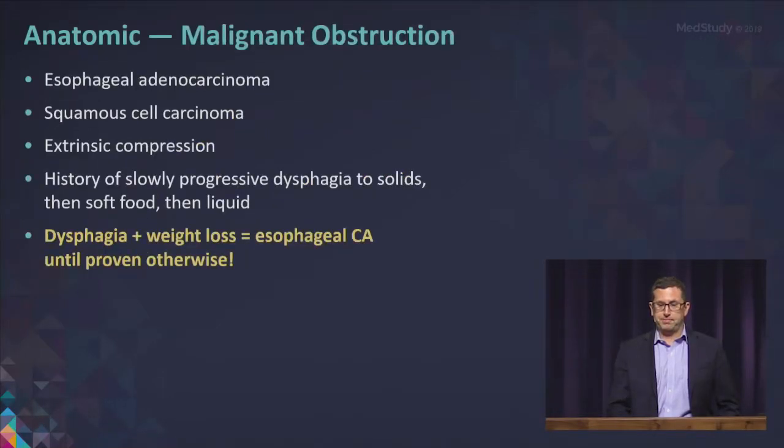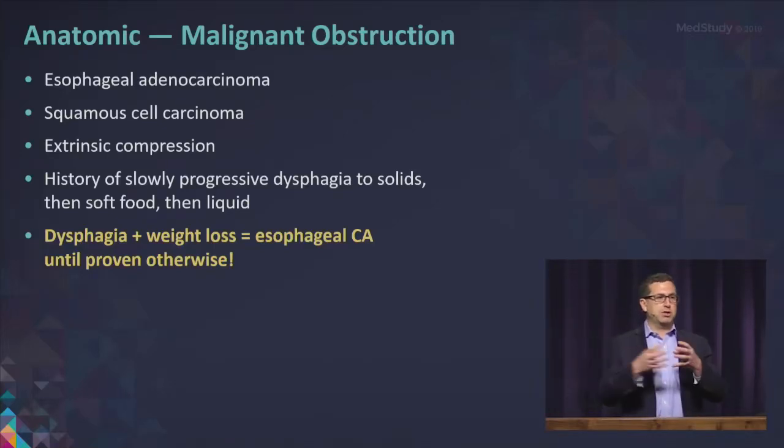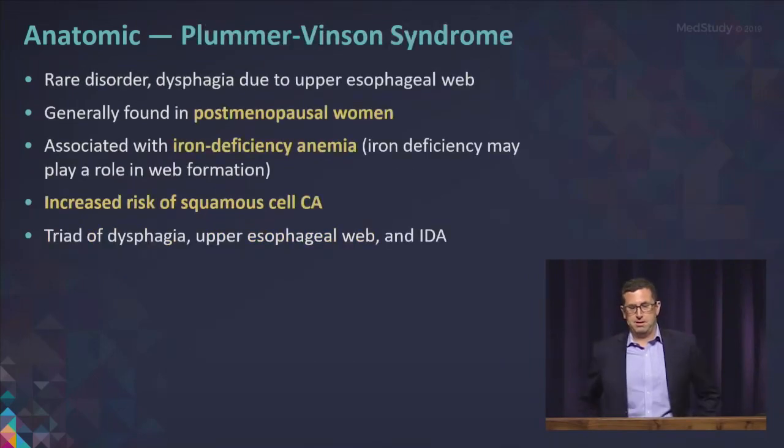On malignant obstruction, really, there are two main causes of esophageal cancer. There are two subtypes. There would be adenocarcinoma and squamous cell carcinoma. Sometimes you could actually get extrinsic compression from the mediastinum pushing in on the esophagus. And generally, you'll see a history of slowly progressive dysphagia to solids, then soft food, then liquid. So the key here is if there's dysphagia and weight loss, it's really esophageal cancer until proven otherwise. So when you're seeing patients in your clinic or the hospital, that's what you want to rule out.